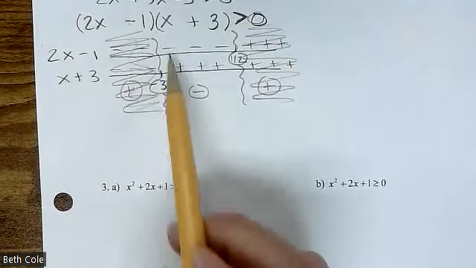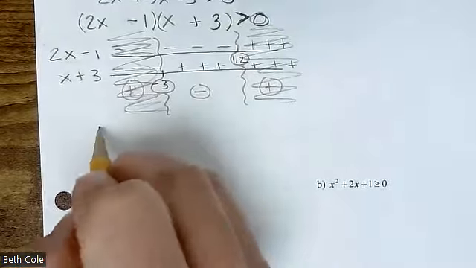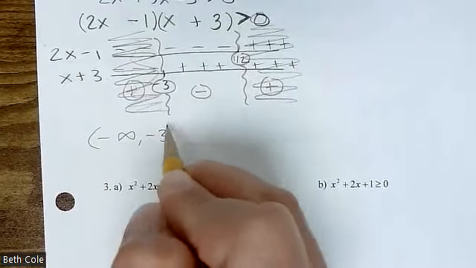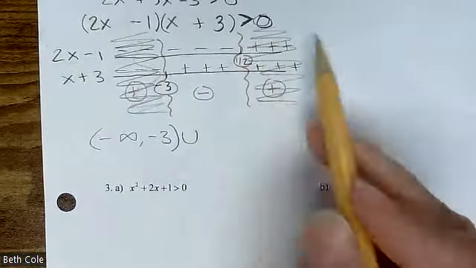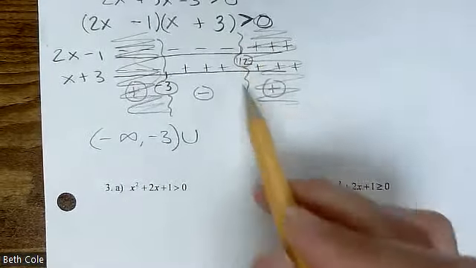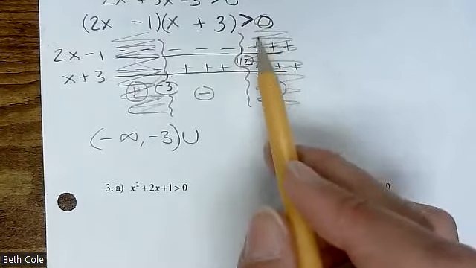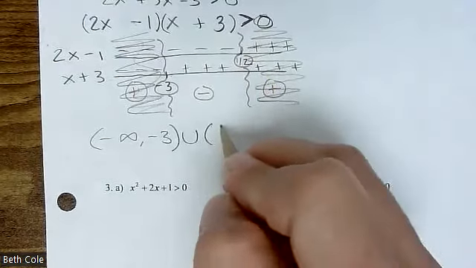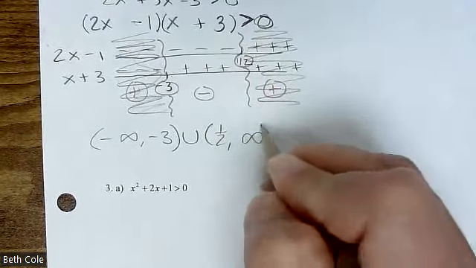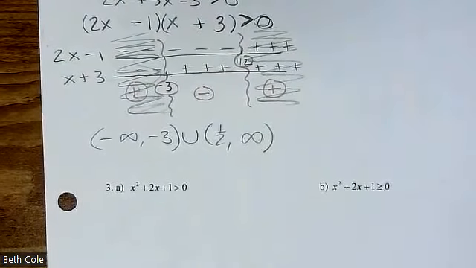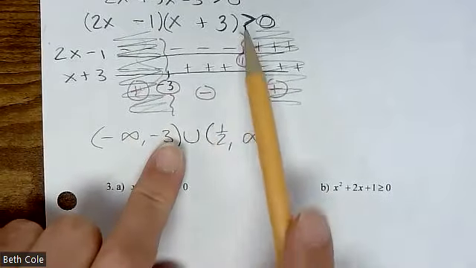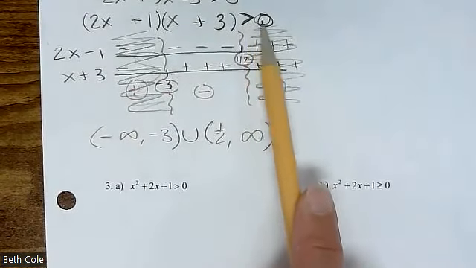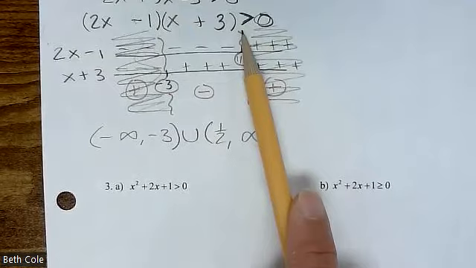So the way you would write this section is you would want negative infinity to -3, union, and then how would you write this section? 1/2, good, to infinity. Why did I use parentheses and not brackets? Good, it is not included. It doesn't have the equal to.